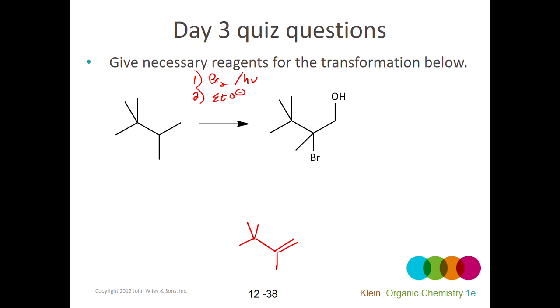So for the third step, if you use MCPBA, that will convert your alkene into an epoxide. The MCPBA is this peroxybenzoic acid. It's got an extra oxygen that gets added across the pi bond into a three-membered ring, or epoxide.